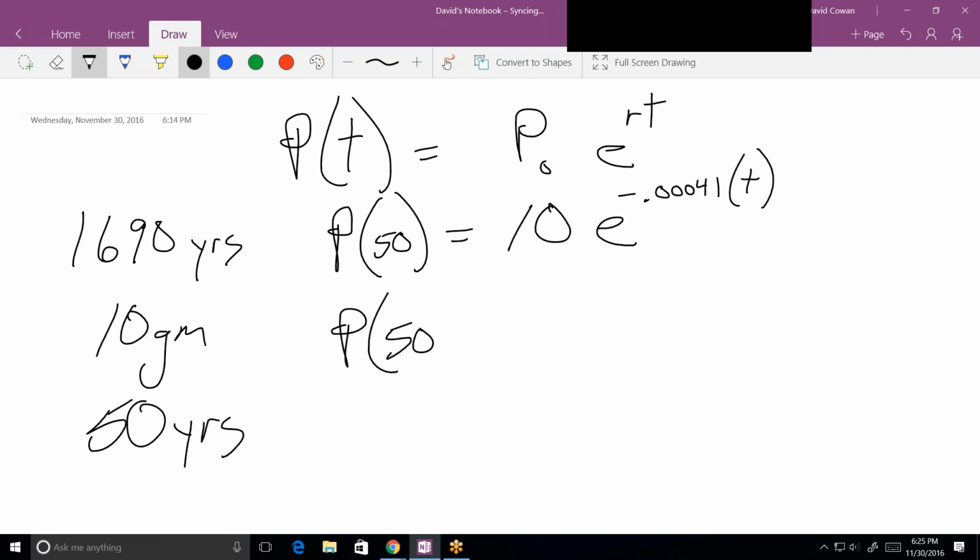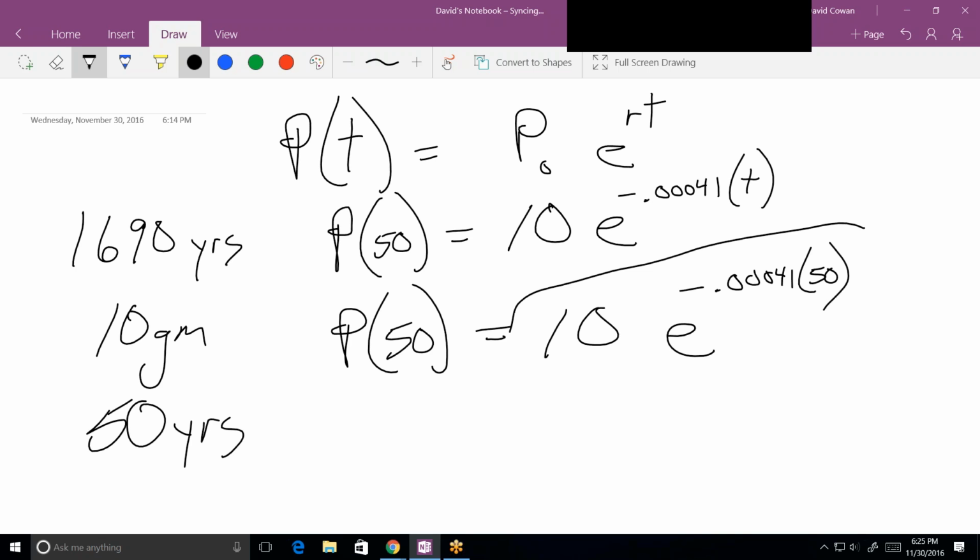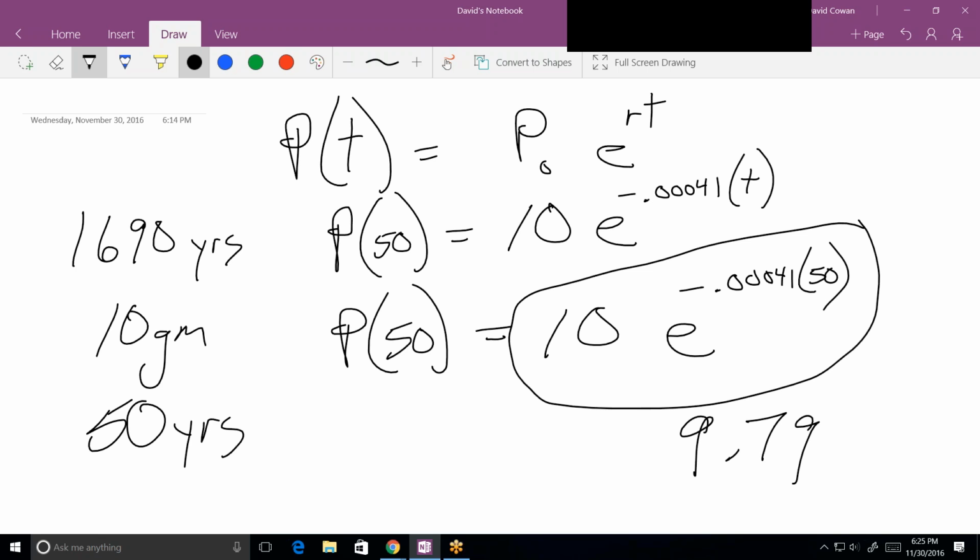In other words, P of 50 is going to be 10 times e to the minus 0.00041 times 50. So let's come up with that number, and that's how much you will have left at the end of 50 years. And like I said, it's going to be around 9 maybe. 9 plus or minus, maybe 8 plus or minus. Yeah, it's 9.79. So not much of that decayed. Lost very little in 50 years.